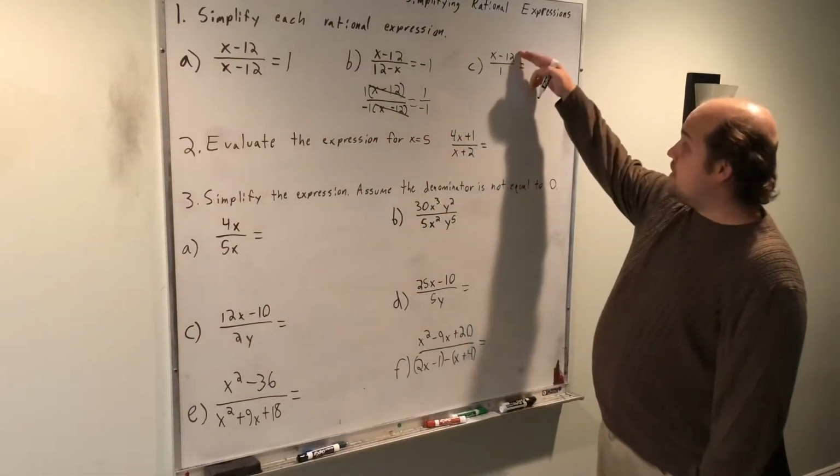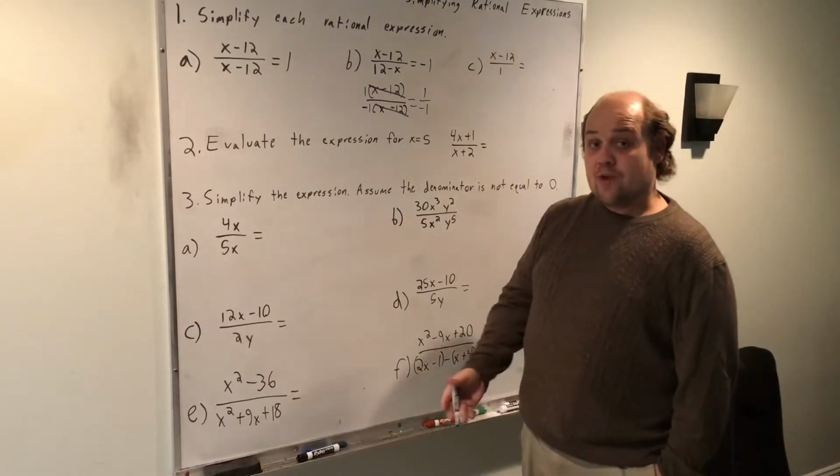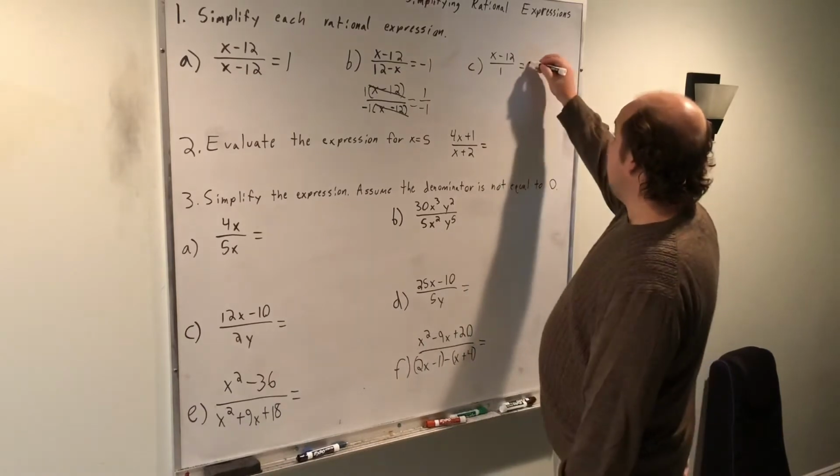Here, when I have just x minus 12 over 1, it'd be the same thing as having 5 over 1. I could just write that as 5. This I can just write as x minus 12.